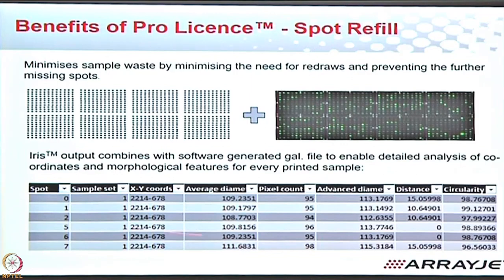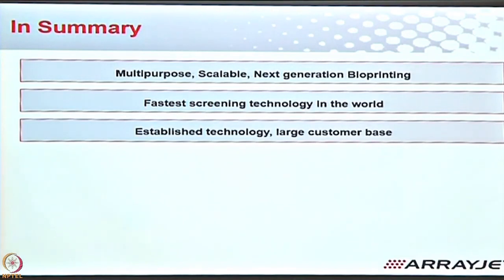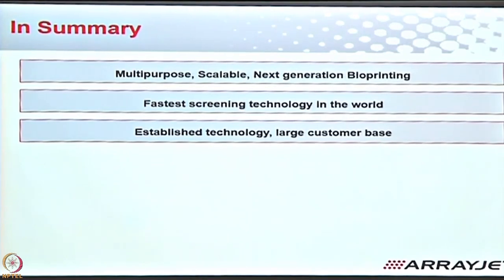So it gives you complete details to be able to verify or plot a standard curve or get a T-paired square test, etc. So to conclude, it's multi-purpose, it's scalable, it's obviously next generation of printing, it's the fastest technology in the market, and it has a large customer base, which is why it's important to address issues in proteomics in R&D more than established industries, because here we are at a stage where we are trying to develop something and we need technology that can help us develop it faster and more accurately.